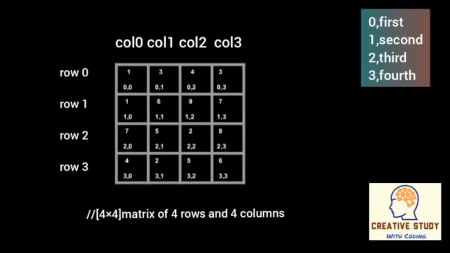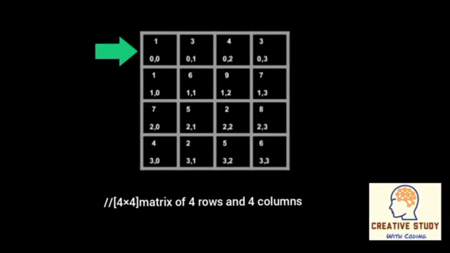Row 0 means first row, row 1 means second row, row 2 means third row and row 3 means fourth row. Similarly, columns are represented from 0 to j-1. [0][0] means first row, first column. [0][1] means first row, second column. [1][0] means second row, first column, and so on.